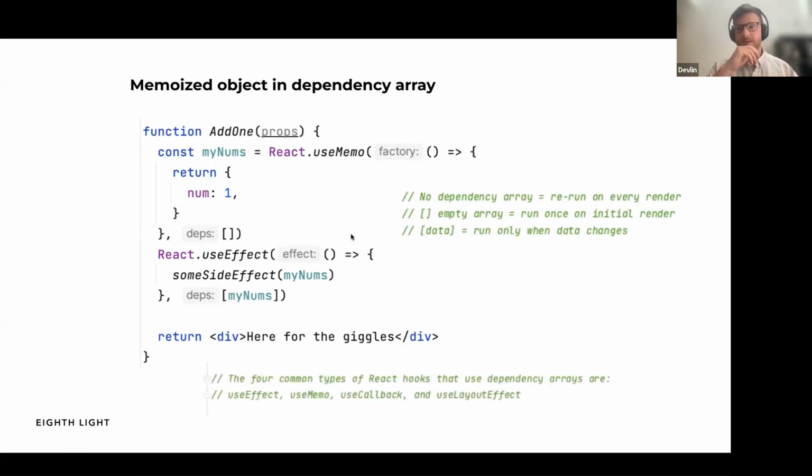So because we've got an empty dependency array here, it means run this memoization on the first render and then never again. And just for your knowledge, the 4 most common types of React hooks that actually use dependency arrays are useEffect, which you're probably well acquainted with, useMemo, which we've just seen above here, and useCallback, which we're about to come on to, and then another kind of similar thing to useEffect, which is called useLayoutEffect.